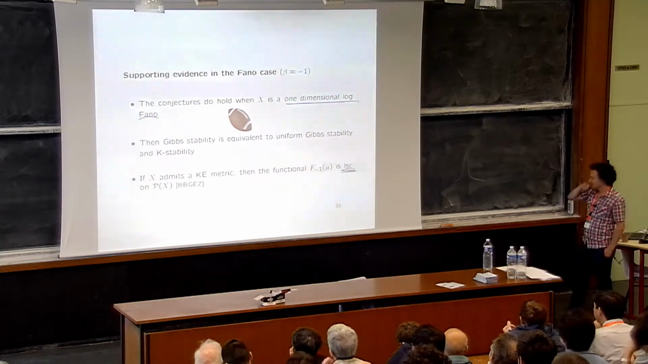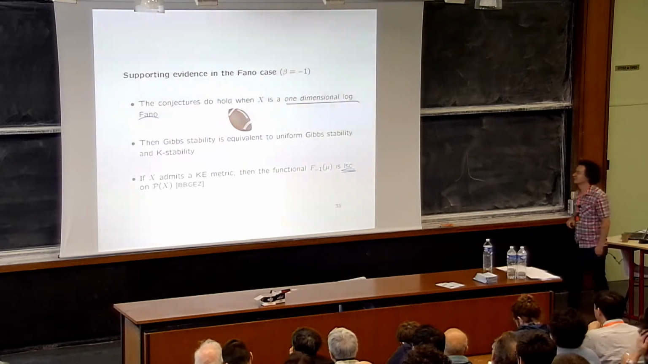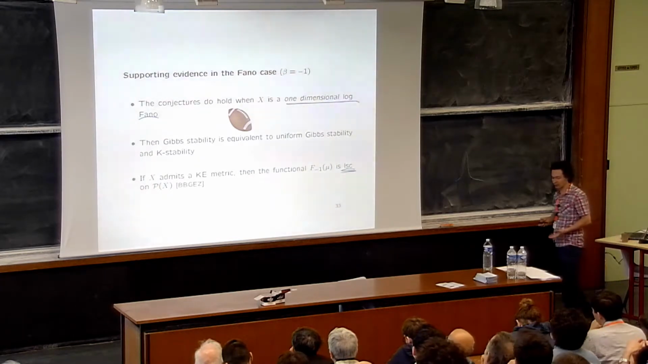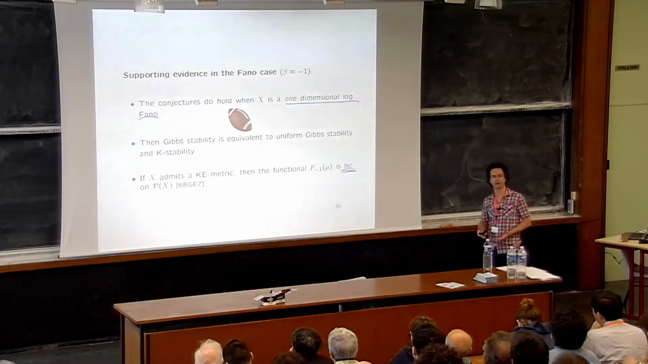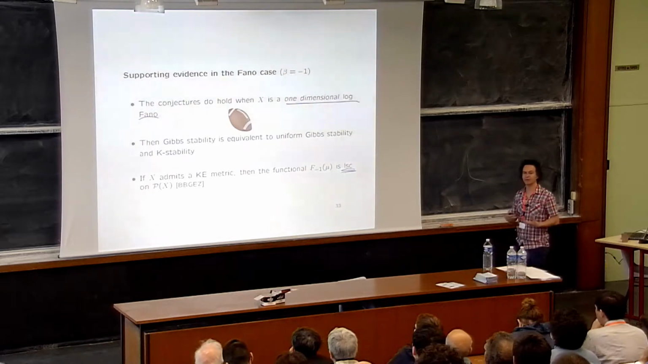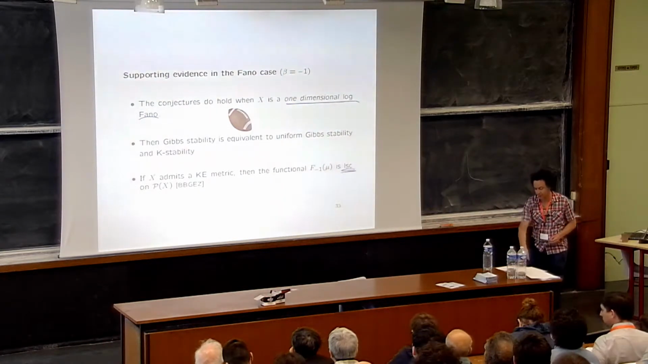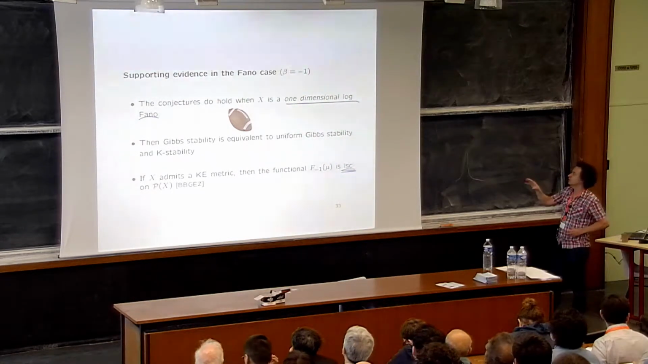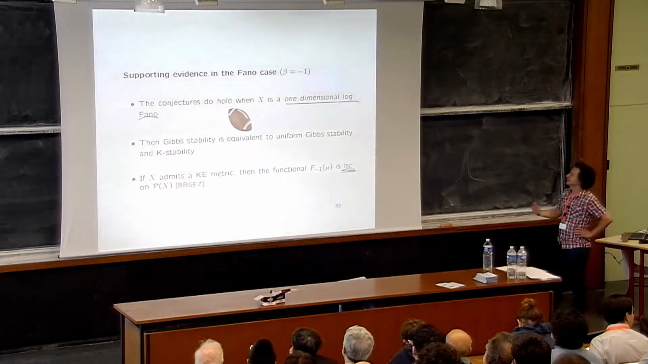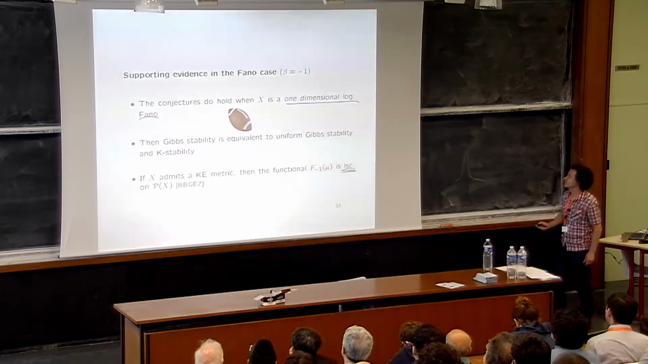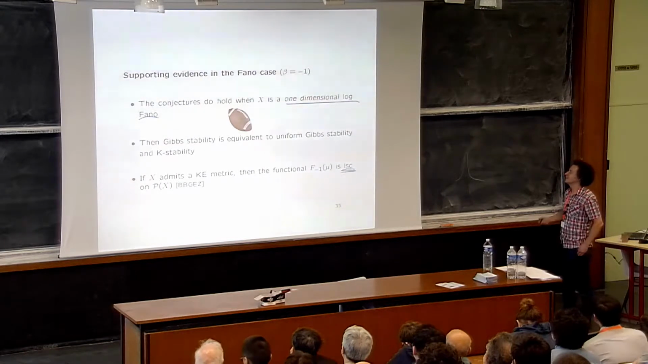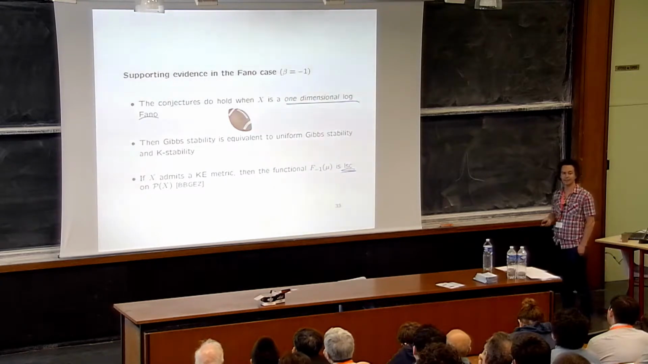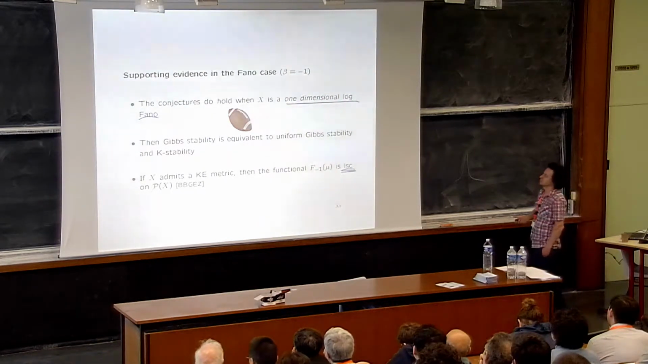Okay, so just some supporting evidence for this conjecture. So it's not completely crazy. For the first, it actually holds when x is one-dimensional. Well, one-dimensional Fano, that's a little bit too boring. It's just P1. But you can look at log Fanos. All of this works in the setting when we work with a log pair of a variety and a divisor. So there's just a bunch of points on x. And then, like this American football, we have two singular points. And then Gibbs stability turns out to really be equivalent to uniform Gibbs stability and to K-stability for this log Fano variety. So that's comforting.